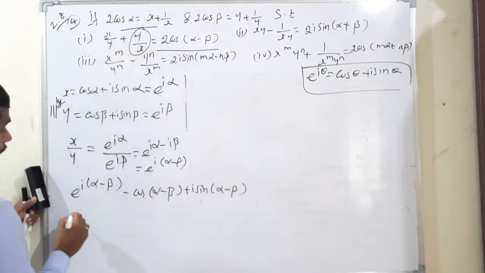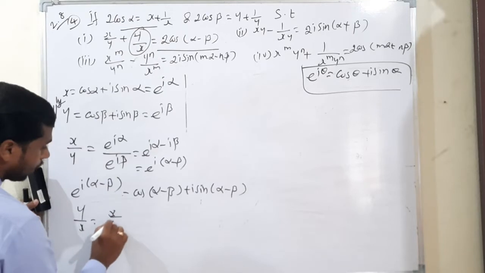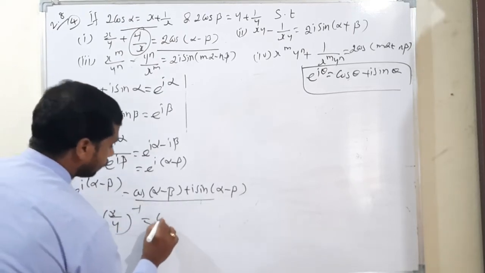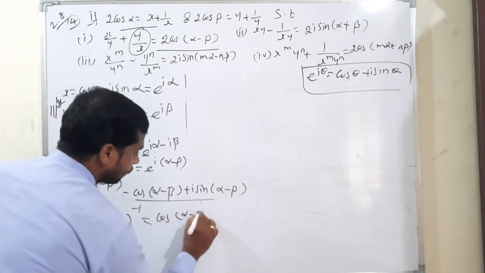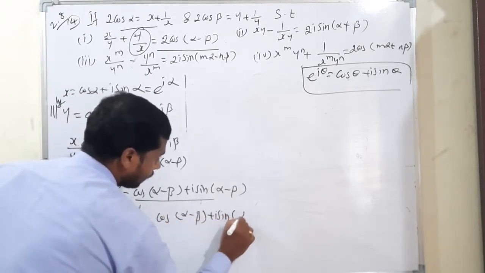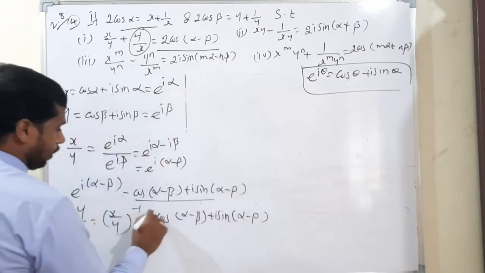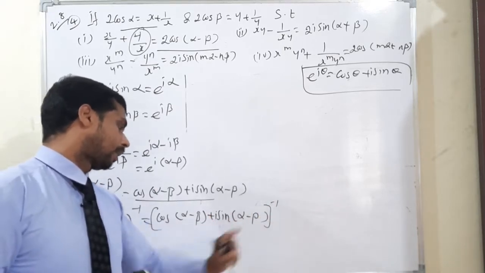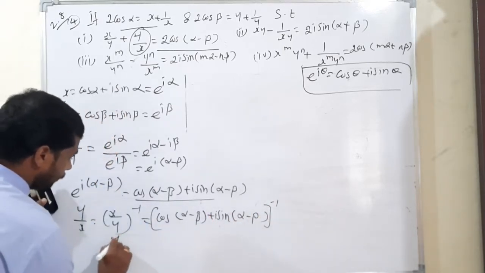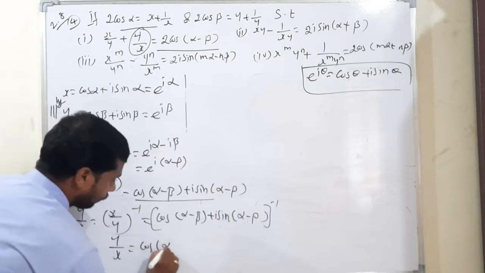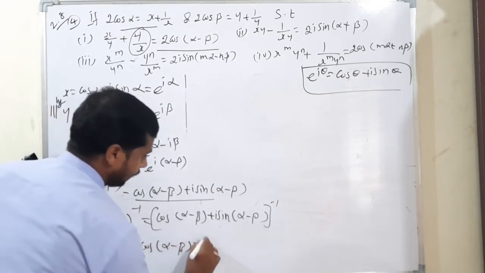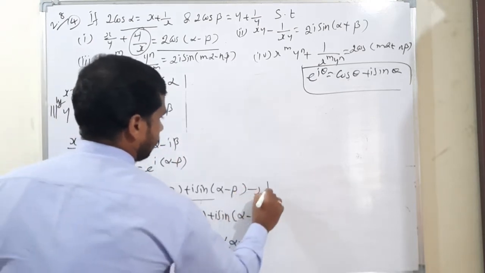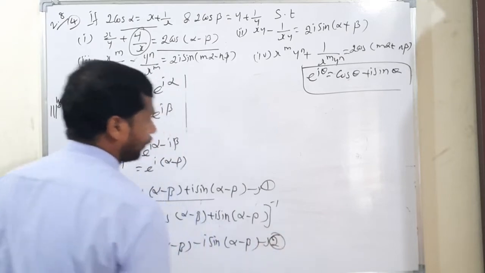Okay. Now that we have the x by y term, we need the second term y by x, isn't it? So y by x means what will happen? y by x is equal to the reciprocal of x by y. Already we found x by y is equal to cos of alpha minus beta plus i sin alpha minus beta, the whole term to the power minus 1. So according to De Moivre's theorem, the sign changes. Therefore y by x is equal to cos of alpha minus beta minus i sin alpha minus beta. This is considered equation number 1, and this is equation number 2.